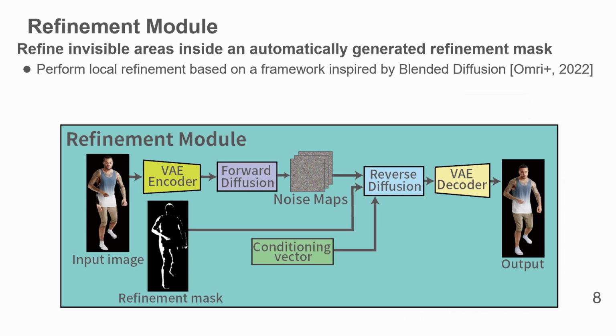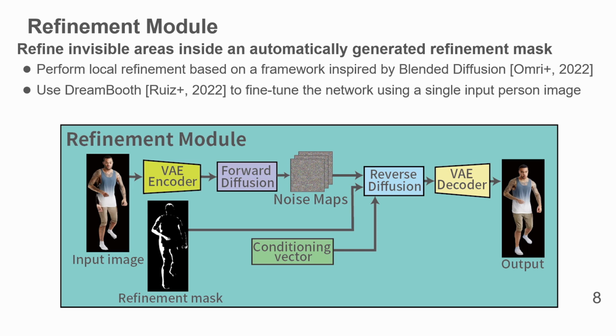This slide describes our refinement module, which refines invisible areas inside an automatically generated refinement mask. As you can see in this figure, we perform refinement by adding and removing some noise on an input latent map using stable diffusion conditioned on some vectors, such as pose information. Also, our refinement module performs local refinement based on a framework inspired by blended diffusion. This framework enables modifying unnatural textures while retaining areas outside the mask.